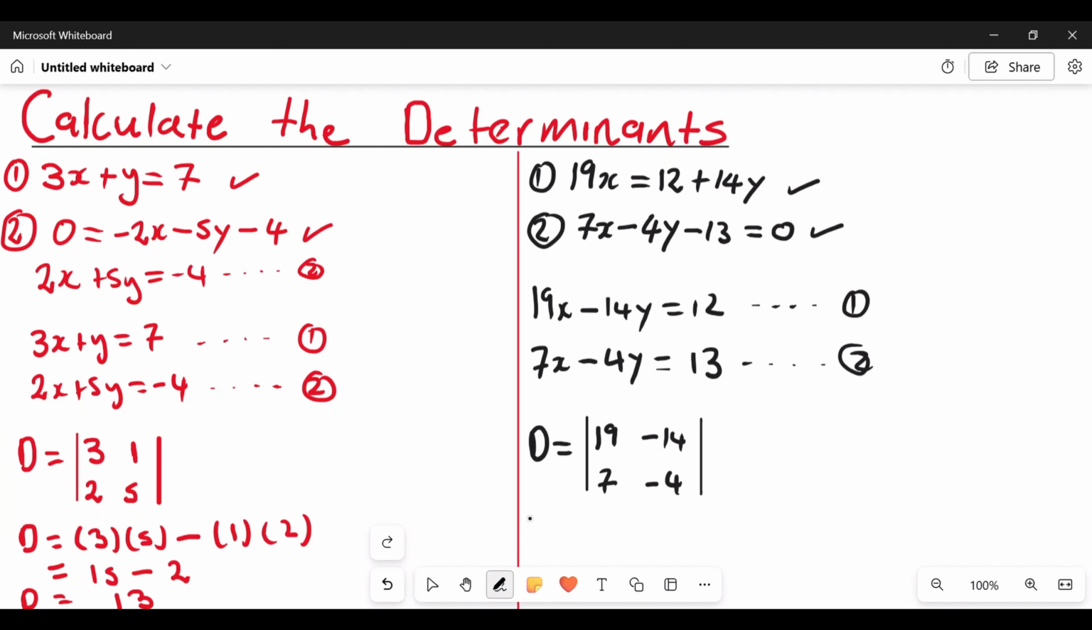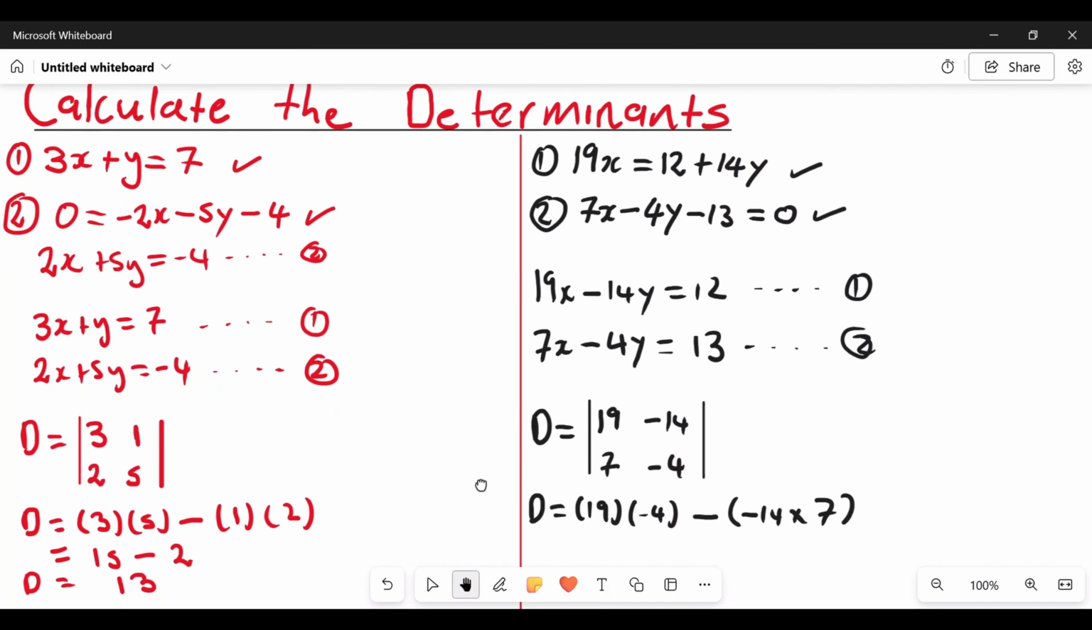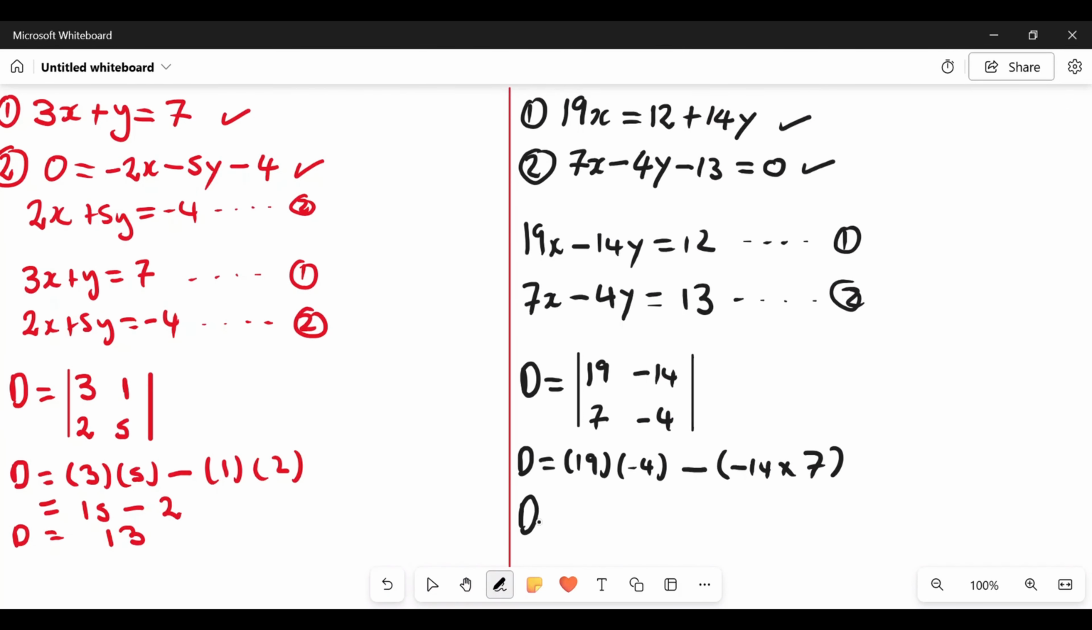Now we calculate the determinant. When we calculate the determinant, we multiply the first entry, which is 19, with the last entry, which is negative 4. And then this product is going to be subtracted by the product of the second entry, which is negative 14, and the third entry, which is 7. Now we need to create a little bit of space. All right, so when we continue here, this is going to give us negative 76 plus 98. So our determinant for this set is going to be positive 22.